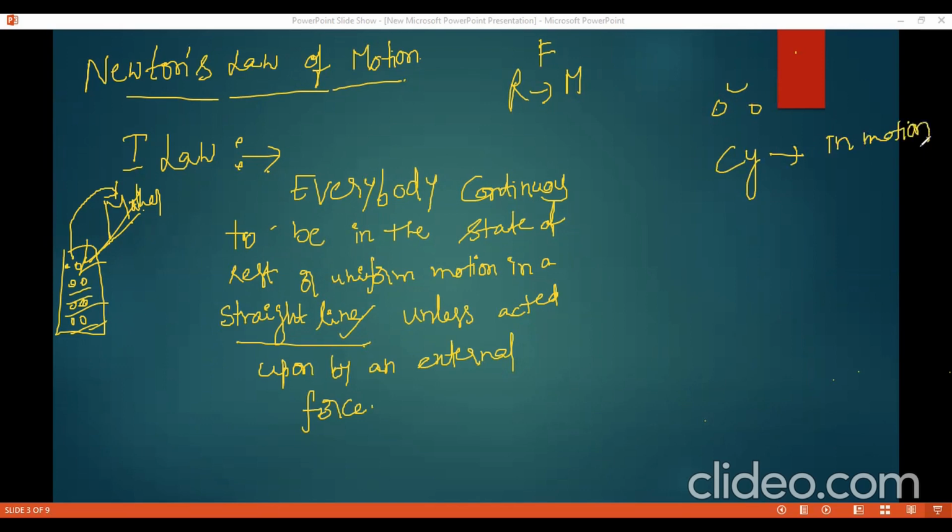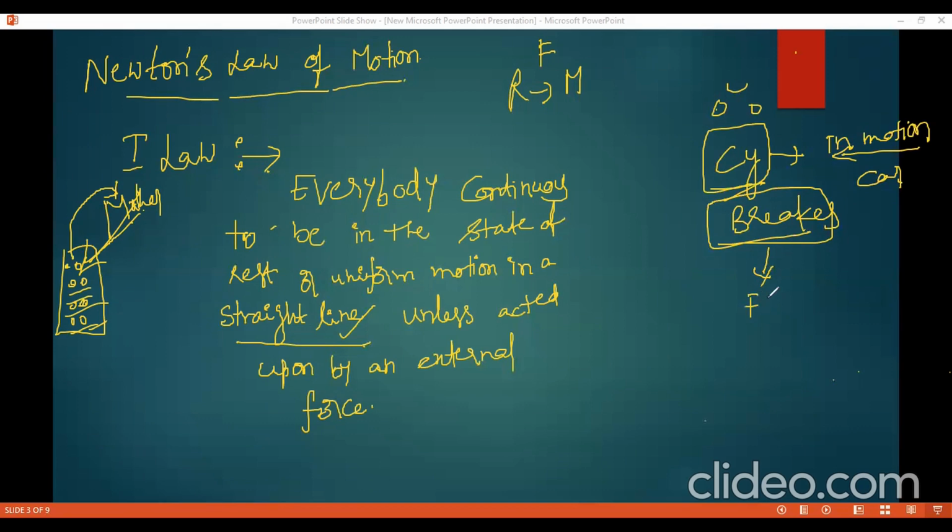What happens when a car comes from the opposite way? The cyclist suddenly applies brakes. These brakes are nothing but our force. Because of the brakes, what is the state of the cycle? Motion. Yes, the state of the cycle is motion.